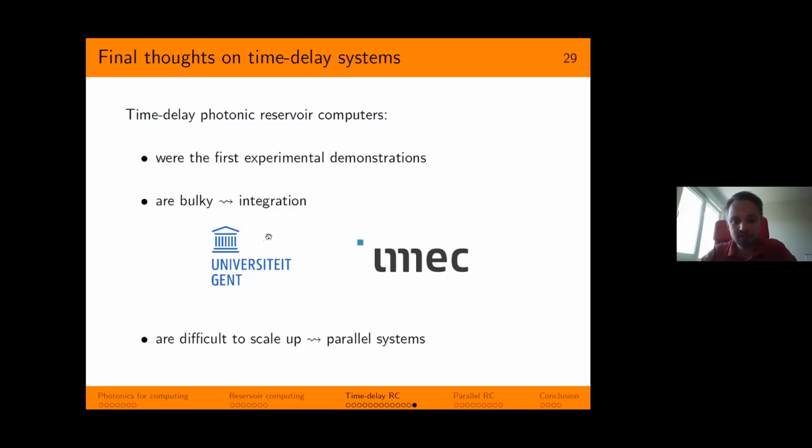Our colleagues at the University of Ghent in Belgium are actively working in this field in partnership with IMEC, who is in charge of printing the photonic chips. And they have published a few experiments on photonic reservoir computing integrated on chip.